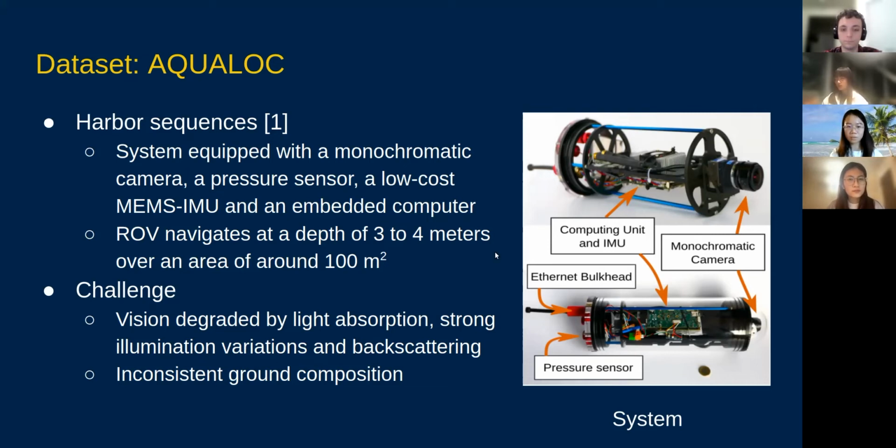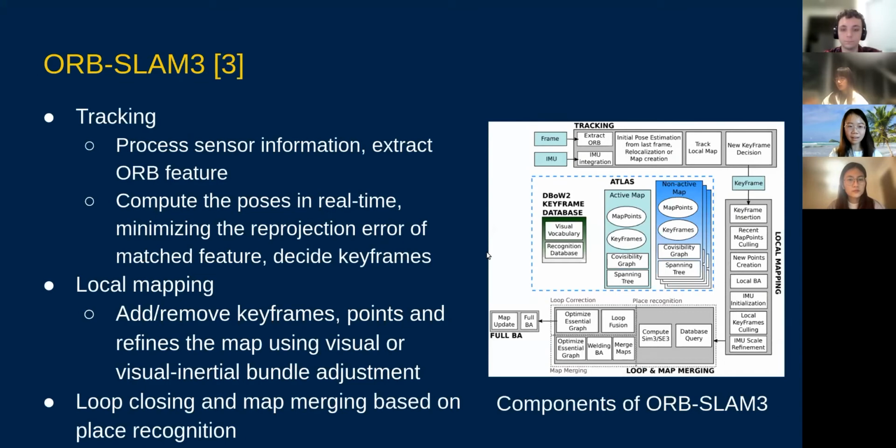One is ORB-SLAM3, which is the state-of-the-art SLAM method consisting of multiple threads. It first extracts and matches ORB features to compute the poses and decide the keyframes. Then it uses bundle adjustment to refine the keyframe points and the map, and finally does the loop closing correction and map merging based on place recognition.